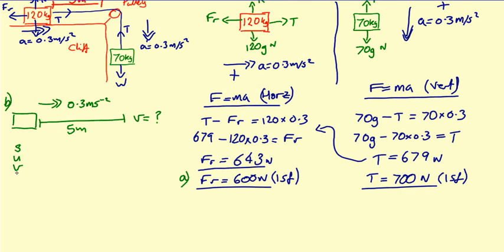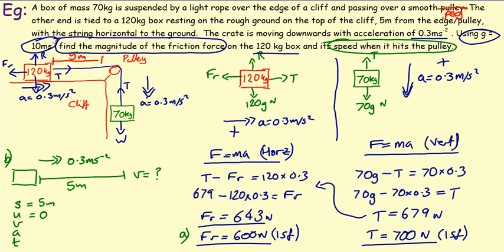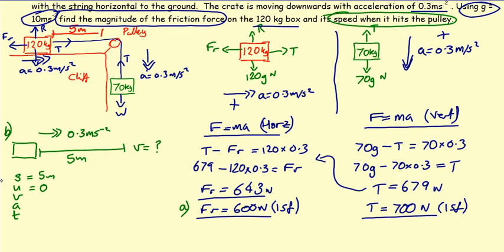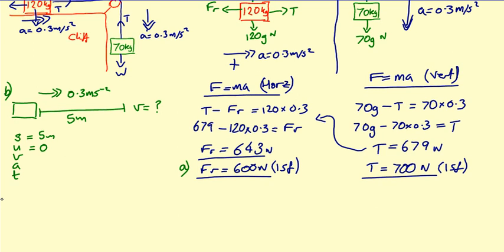So SUVAT: the distance is 5 meters, the displacement rather. It starts from rest. The crate is moving downwards. I haven't explained that, but actually I should have written in the question that we assume that it starts from rest, so we'll put that in there. And then v is what we're interested in. Acceleration we know to be 0.3. t we don't care about. So we need to pick a suitable equation.